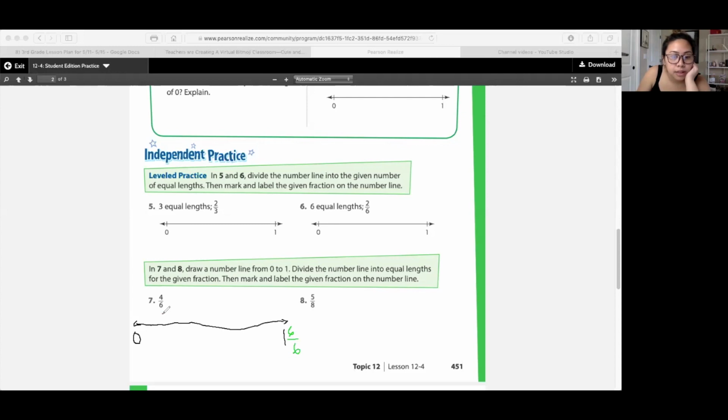So I know that this is going to be 1/6. If I draw another line, that's going to be 2/6. Another line, that's going to be 3/6. One more is 4/6. And one more would be 5/6. So they just wanted us to label 4/6. So that's where 4/6 would be. Okay, so I'm going to let you do 6 and 8 by yourself, and then you can go from there.